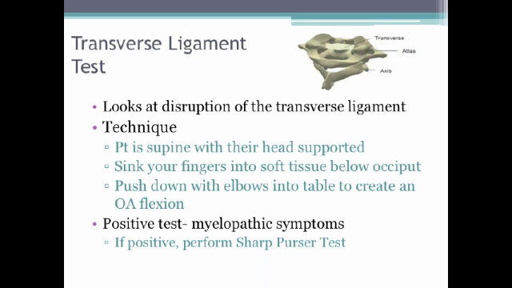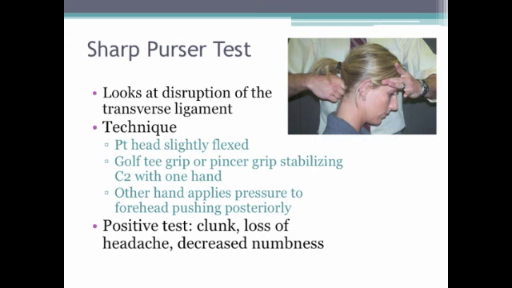The transverse ligament test looks at the disruption of the transverse ligament. A positive test is myelopathic symptoms. If this test is positive, the physical therapist should perform the Sharp-Purser test. The Sharp-Purser test looks at the disruption of the transverse ligament. A positive test would include a clunk, a loss of headache, or a decrease in numbness reported by the patient.